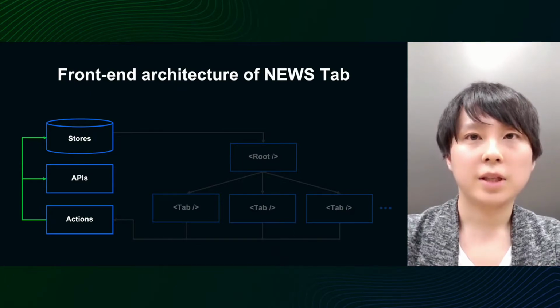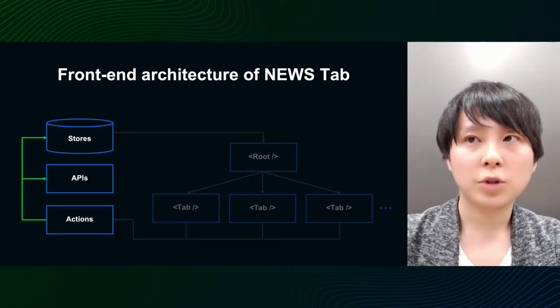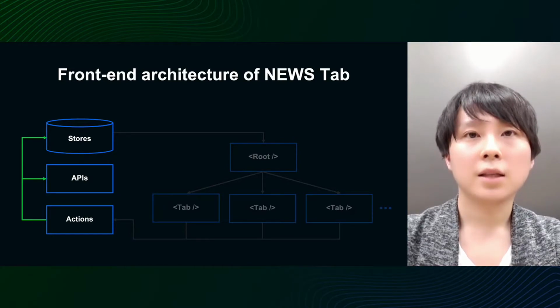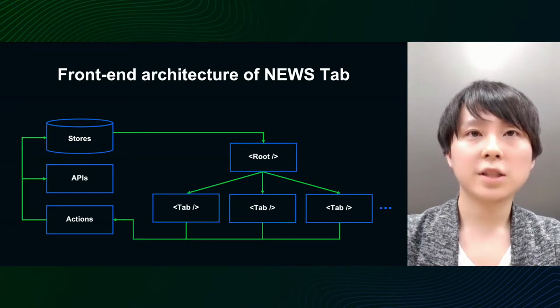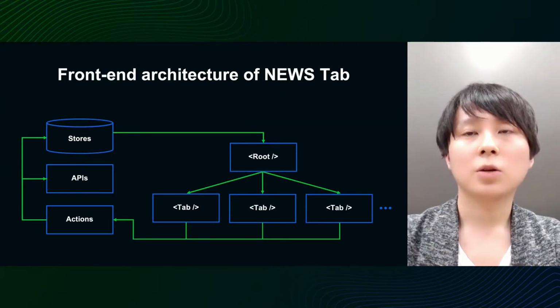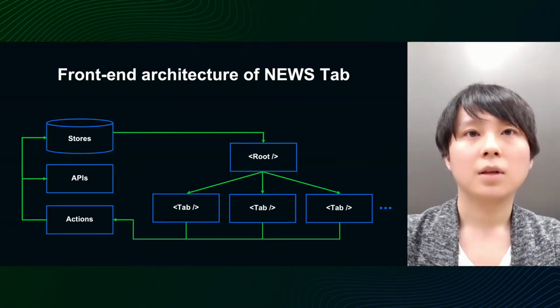For example, content data required for the first view is stored in the store through actions and APIs when the application is launched. As you may have noticed, this is in accordance with the Flux architecture and is achieved using Flux utils made by Facebook. This is the description of the architecture that makes up the News tab.